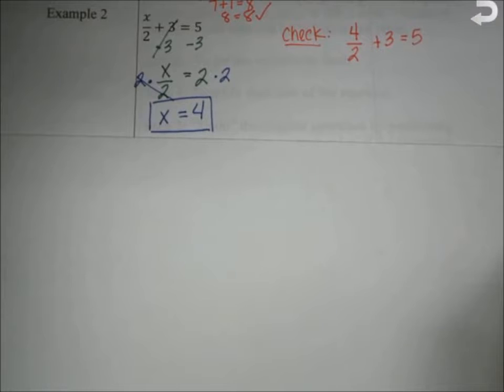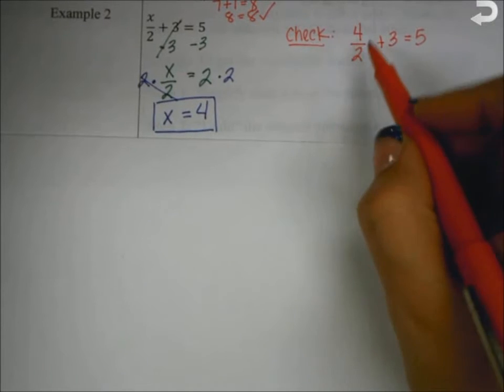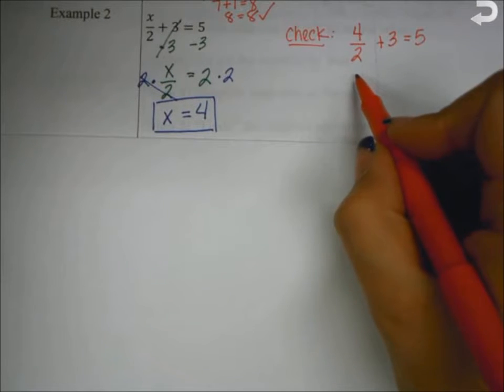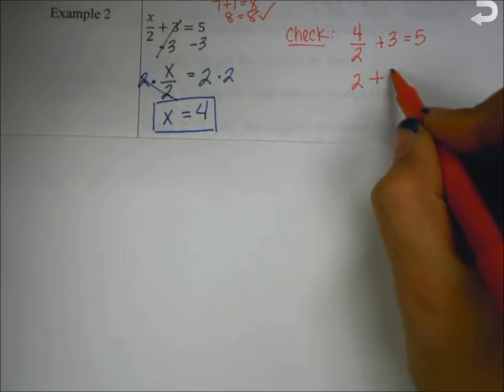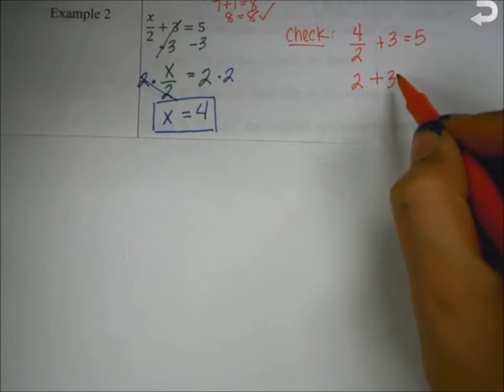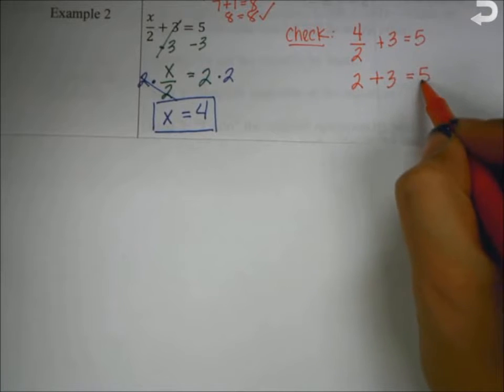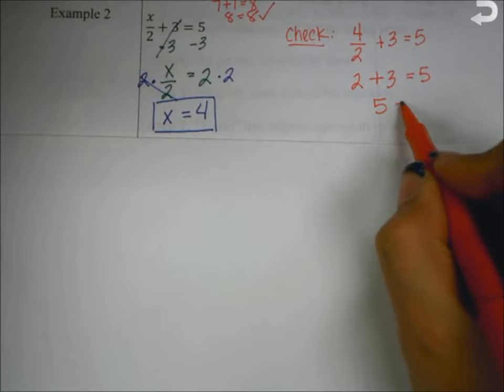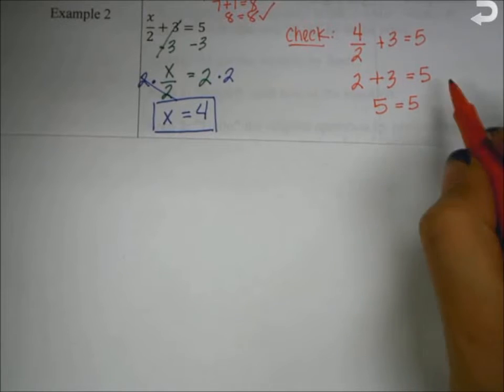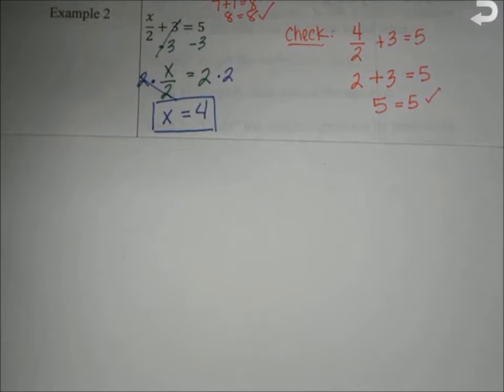4 divided by 2 gives me 2 plus 3 equals 5. And 2 plus 3? 5 equals 5. Is that a true statement? Yes, it is. So we did get the correct answer. Check mark.